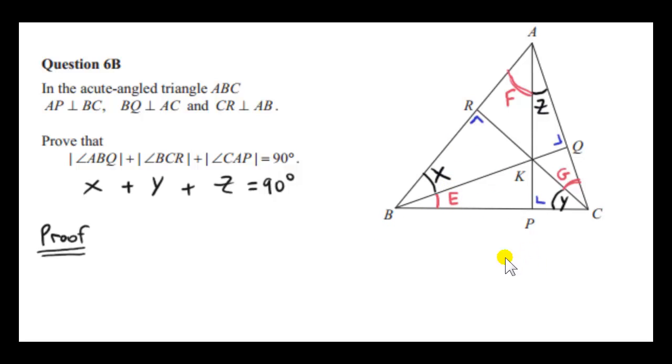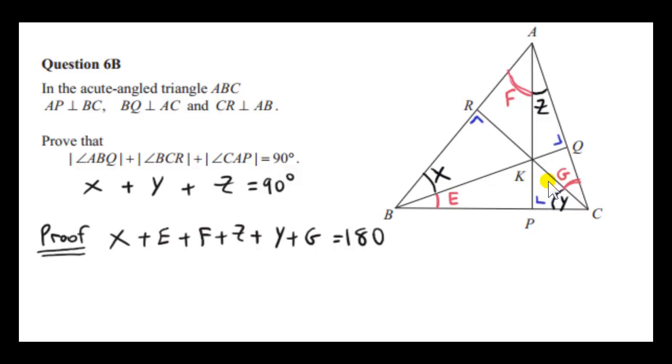Okay, so obviously if we add up these 6 angles, we get 180 degrees. We get the angles in the big triangle. X plus E plus F plus Z plus Y plus G equals 180. So we note down that fact. We use the fact that the 3 angles add up to 180. But how can we connect the red angles to the black angles?